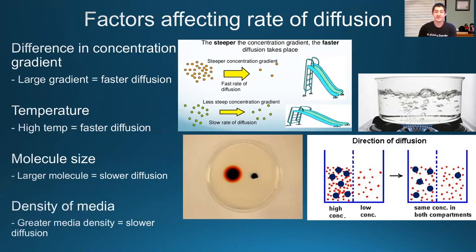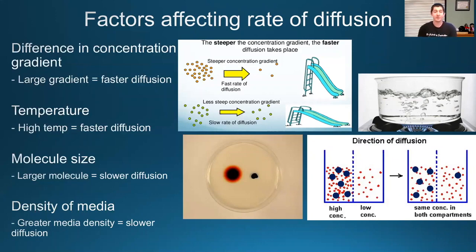And also the density of the media that the molecule is in. So if we took those same dyes and put them into water, they would diffuse much faster than they would through the gel, simply because all the molecules in the water are much more spaced out. They're able to move around much more. So the density of the media will also play a role in the rate of diffusion.